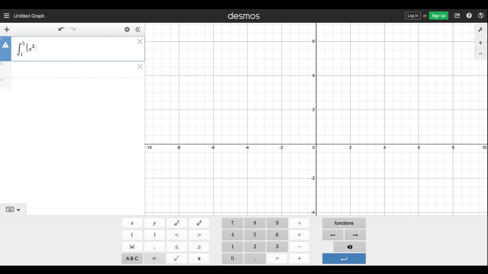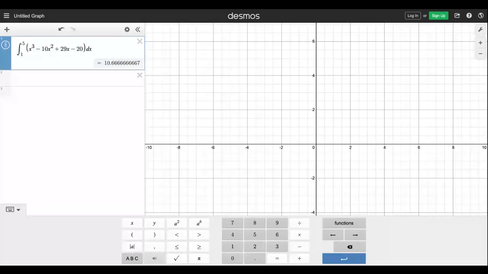So x to the third minus 10x squared plus 29x minus 20. And then I'm going to put dx behind it. Its derivative. And I get 10.6667. All right, is that what you got, Isabel? Yep, you got the same thing. Okay. Esther, does that make sense?